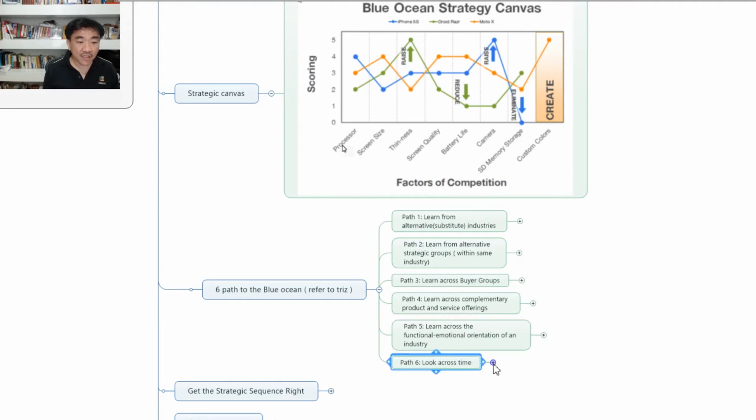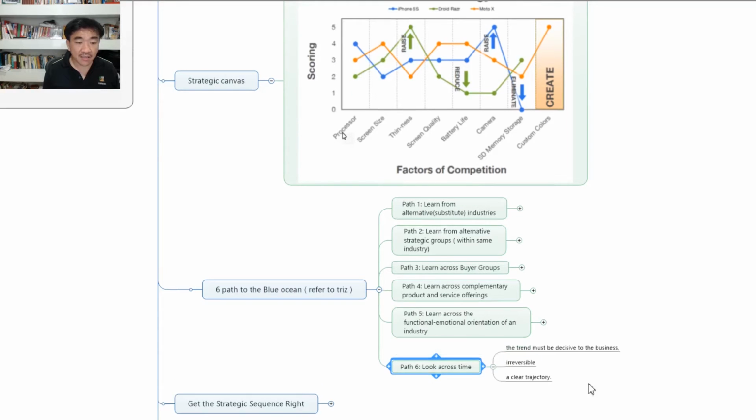And you need to look across time. Why you need to look across time is because some trends or fads come only for a very short period of time. It's not actually going to create a big impact on the business. I'll give you an example.